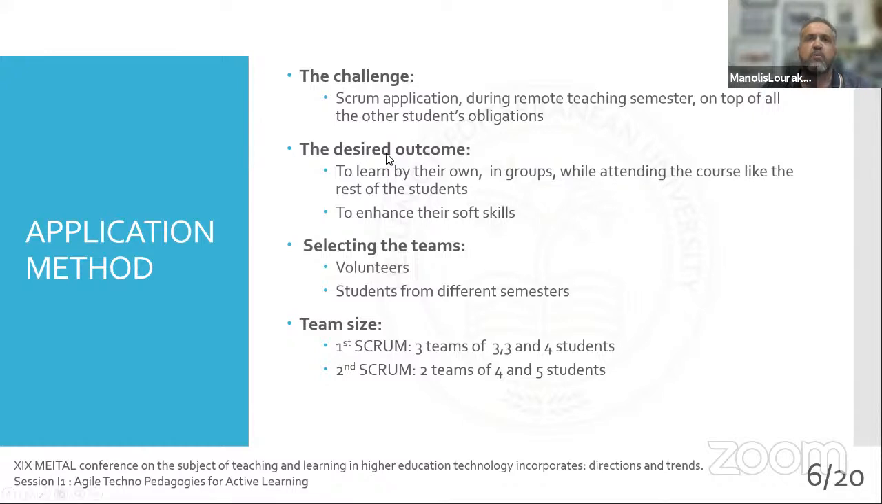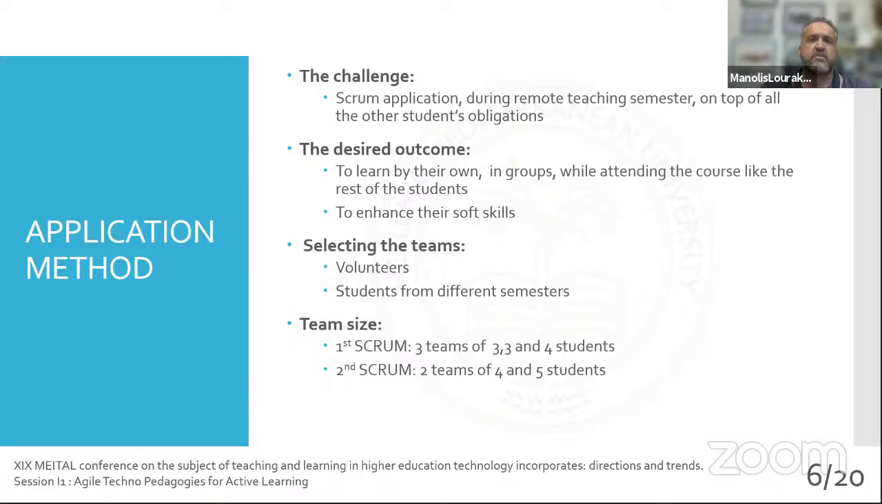The desired outcome was for them to learn on their own, adhering to the principles of the Agile Manifesto, working in groups while attending the course like the rest of the students. The other axis of our effort was to enhance their soft skills: communication, keeping deadlines, working in teams, etc. The selection of the teams was completely by volunteers. Initially, by a raise of hand, we had 20 volunteers. At the final stage of initiating the project, 10 people decided to participate.